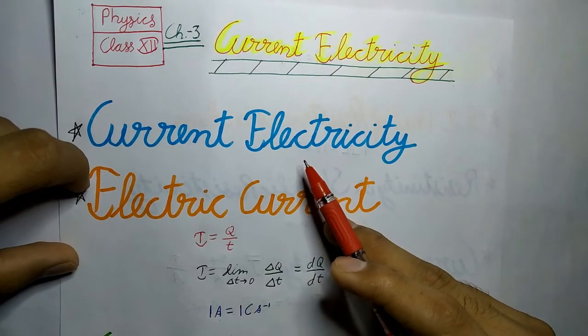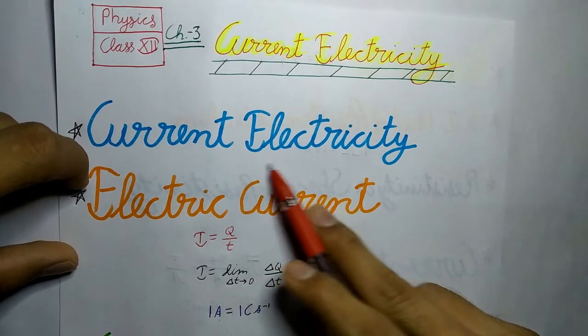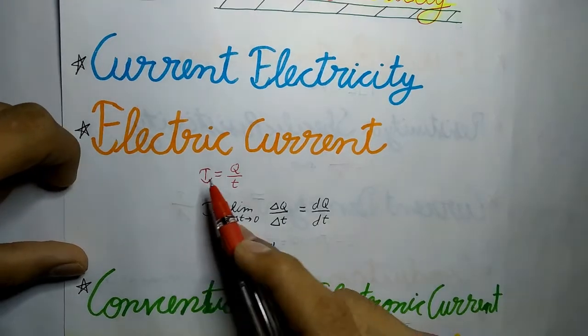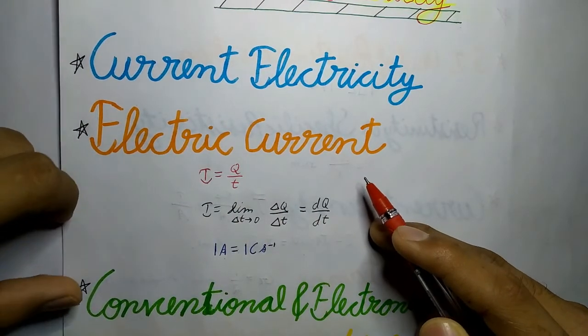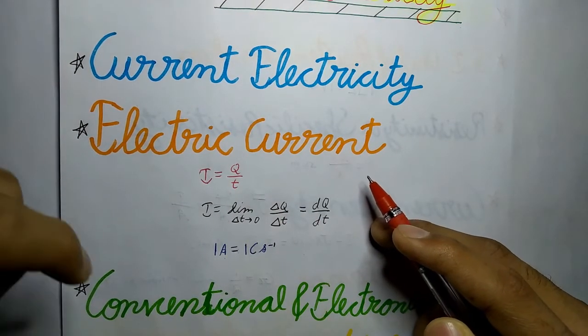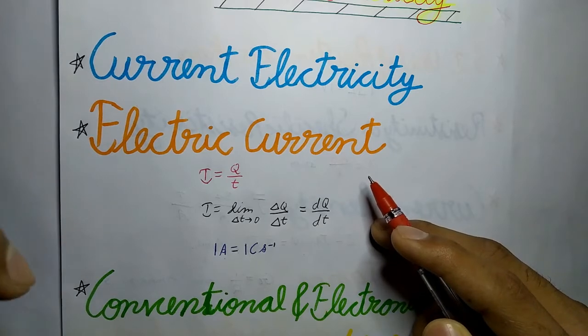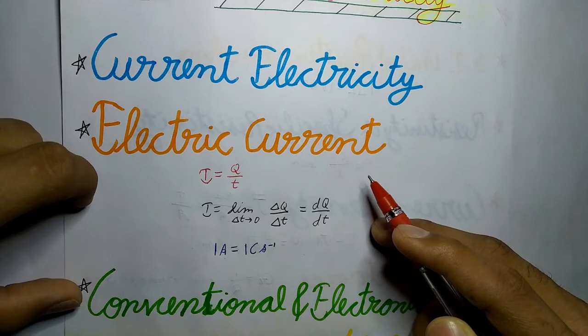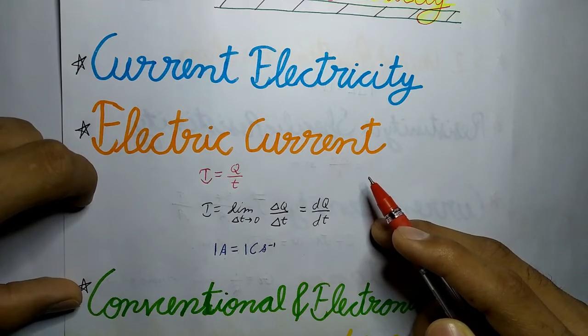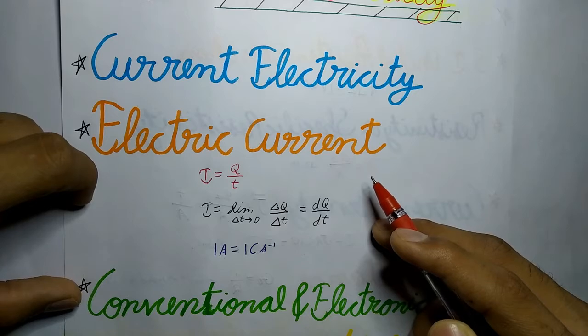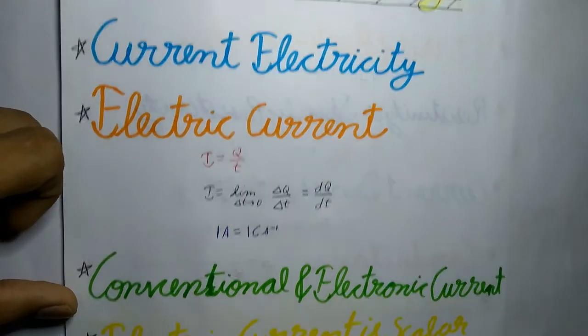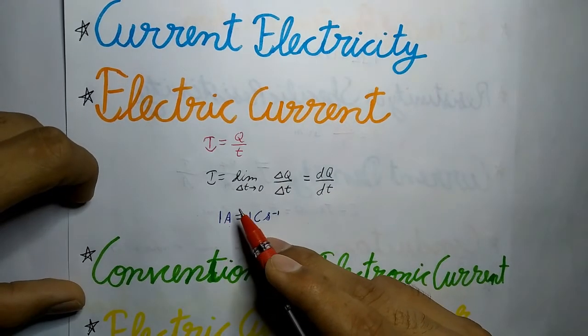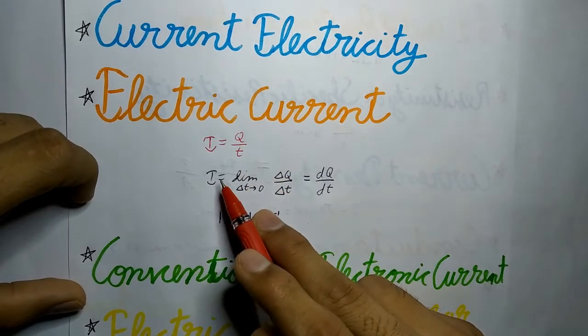So the study of electric charges in motion is called current electricity. Next is electric current. The flow of electric charges through a conductor constitutes electric current. Quantitatively, electric current across an area held perpendicular to the direction of flow of charge is defined as the amount of charge flowing across that area per unit time. So for a steady flow of charge, I is equal to Q upon T.